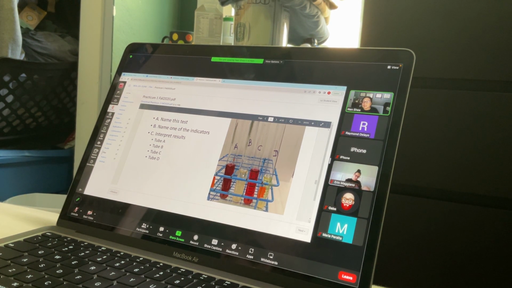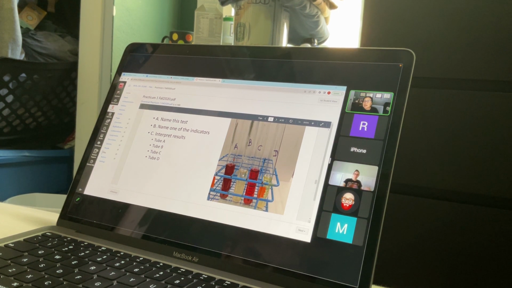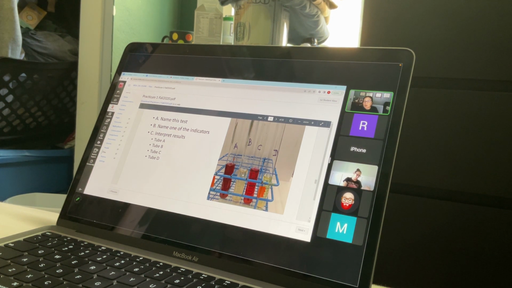What are the gases? The gases can be nitric oxide, nitrous oxide, or nitrogen gas. I don't know which it is. I have to do more testing, but those are the possibilities. The question says interpret result, so you have to give me all of that information to get full points.